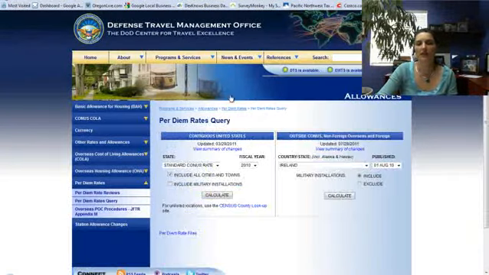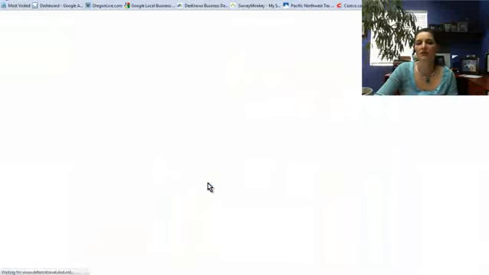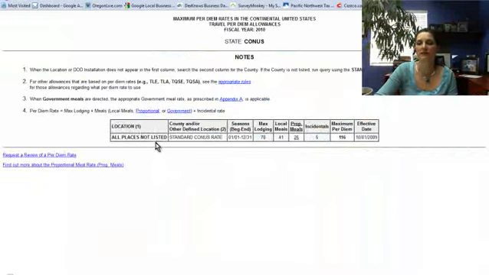I'm going to go back to the main page, and this time I'm going to click on the calculation button. It gives you just a summary of the standard rate in place for most of the country, and there you can see the local meal rate, $41 a day. The incidentals rate is $5 a day, and that's where that $46 a day comes from.